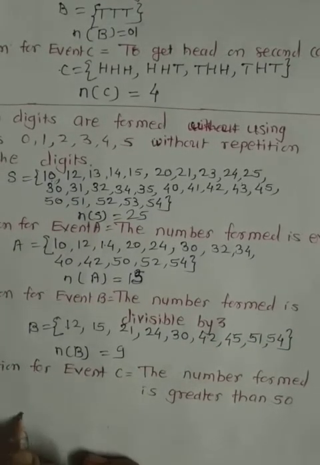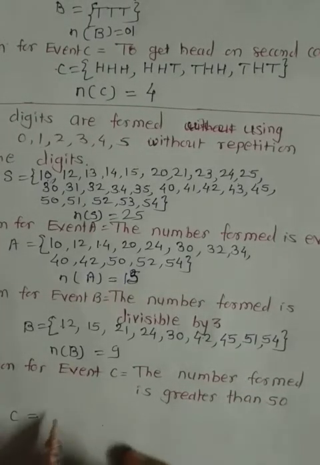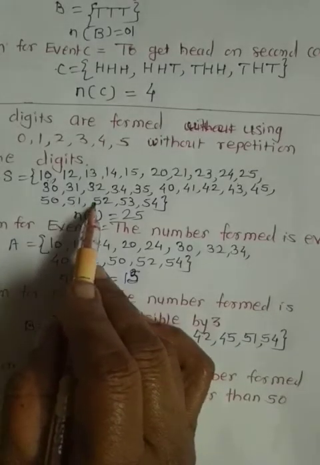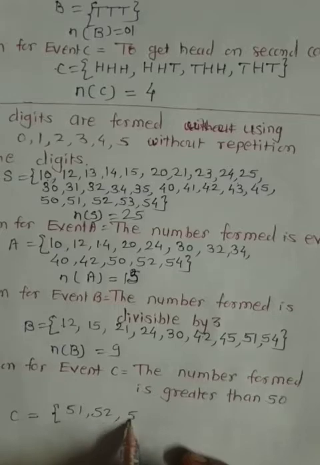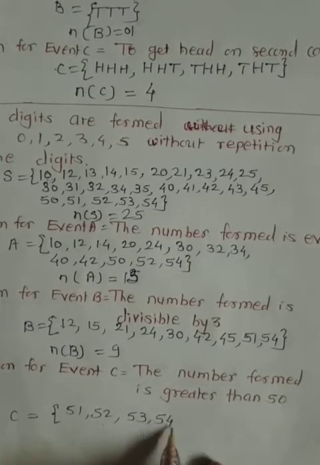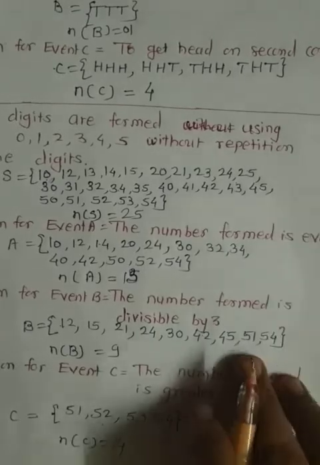Last one, event C. The number formed is greater than 50. Means we have to choose the numbers greater than 50. There are only 4 numbers, 51, 52, 53 and 54. Means in this way number of C is equal to 4. Now we are taking the next question, question number 5.